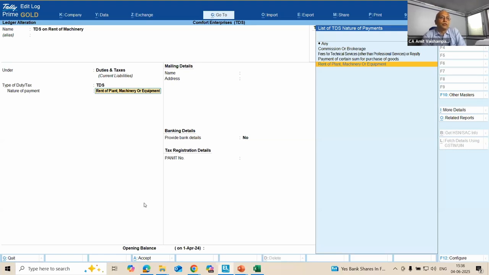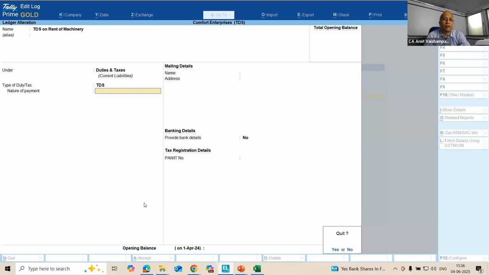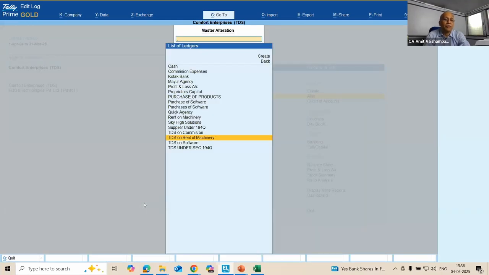You have a choice: either you configure it at the time of creation of these ledgers, or you select it at the time of passing a transaction. It's your choice which way you want to configure it. I normally prefer to configure it separately at the ledger creation level itself. So you have separate ledgers, and it becomes easier for us to identify which TDS ledger is for which purpose. So I have created 4-5 separate TDS ledgers for each type of activity. Normally, any business will not have more than 3-4 types of TDS ledgers. So that is the reason I've created these 4 types of TDS ledgers. So first one was the TDS rent on machinery.